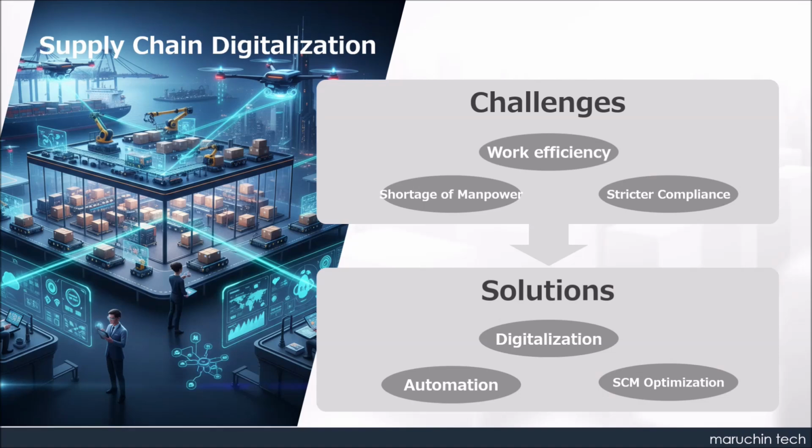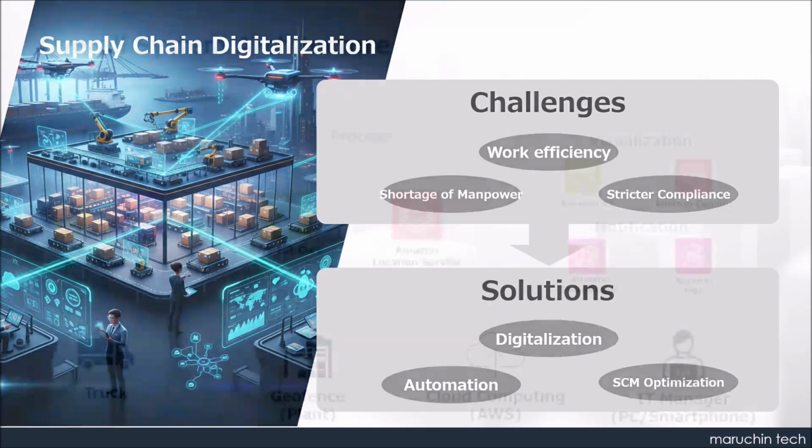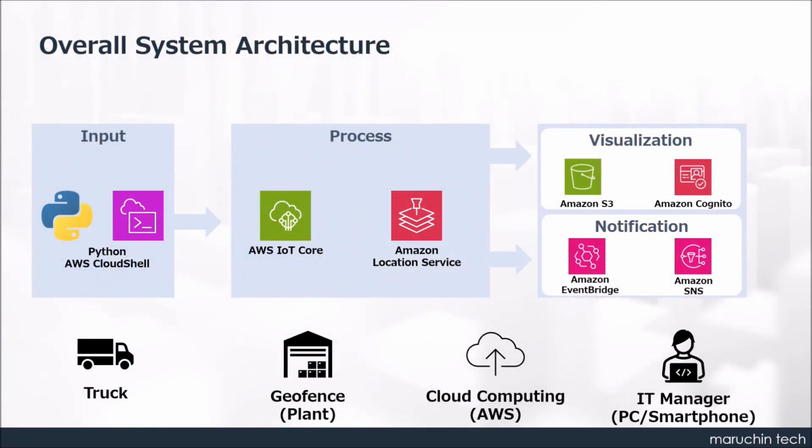First, we started by discussing the global landscape of supply chain digitalization. We then implemented fleet management, a key pillar of this digitalization, by building a working prototype using a simple simulator. We implemented the entire system on the AWS cloud. We utilized modern services like IoT Core and Amazon Location Service, alongside popular foundational services like S3, Cognito, and EventBridge to build a complete workflow.